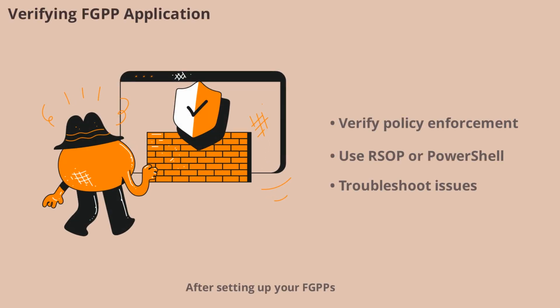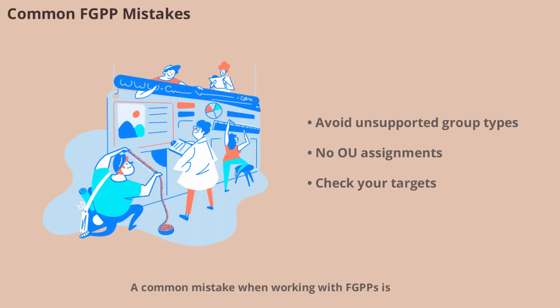After setting up your FGPPs, it's important to verify that they're being enforced as expected. You can check the effective password policy for a user by using tools like Resultant Set of Policy or PowerShell commands. This ensures that your security settings are working as intended and helps you troubleshoot any issues. A common mistake when working with FGPPs is trying to assign them to unsupported group types like universal or domain local groups, or to organizational units. Remember, only global security groups and individual users are supported. Double-check your assignments to avoid confusion and ensure your policies are effective.